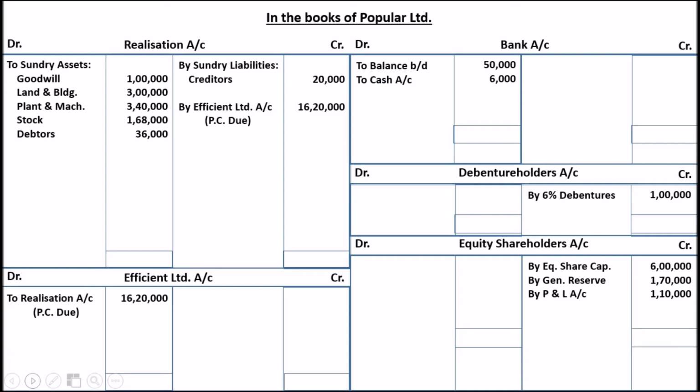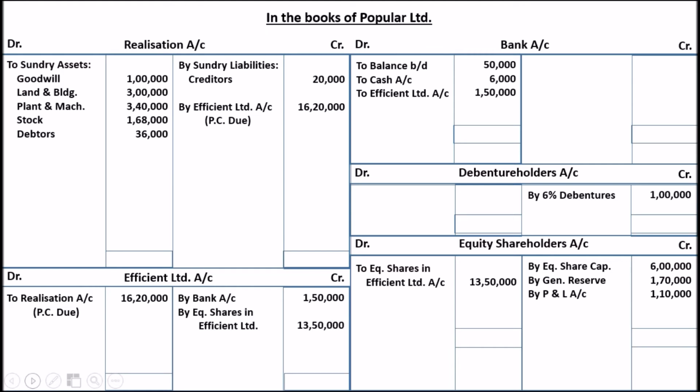Now receiving the purchase consideration, we have received it in three forms. The first one being money in the form of cash. So bank account debit to Efficient Limited account 1,50,000, and the credit effect in Efficient Limited we will write by bank account 1,50,000. The next, we have received equity shares which belong to the equity shareholders. Going to the equity shareholders account debit side to equity shares in Efficient Limited account, value was 13,50,000, and the corresponding effect in Efficient Limited account as by equity shares in Efficient Limited 13,50,000.